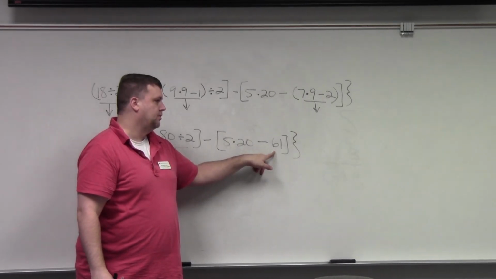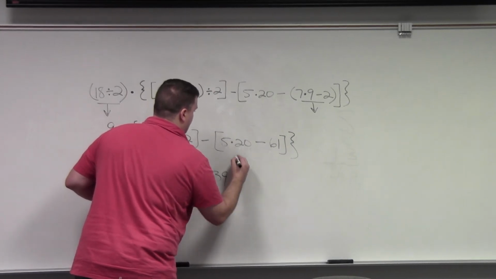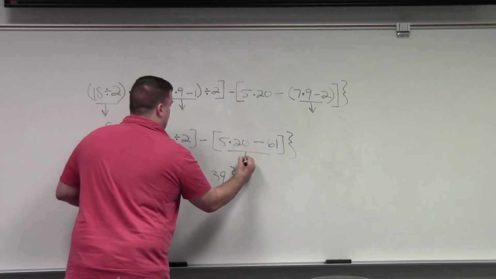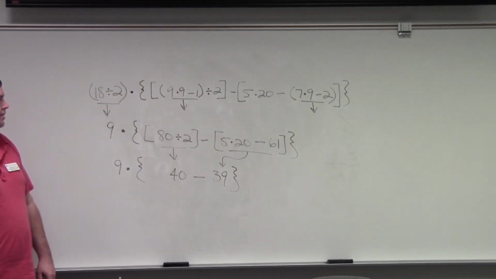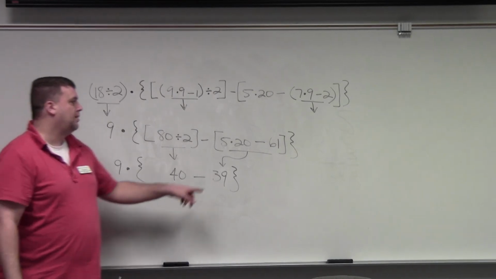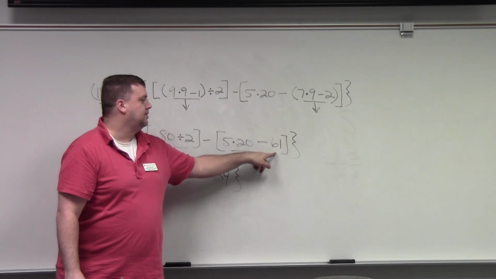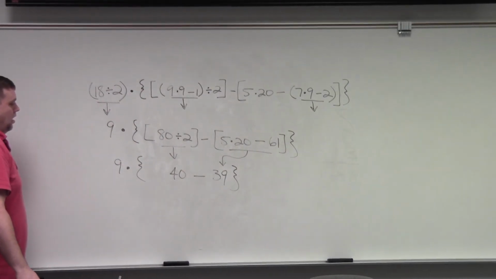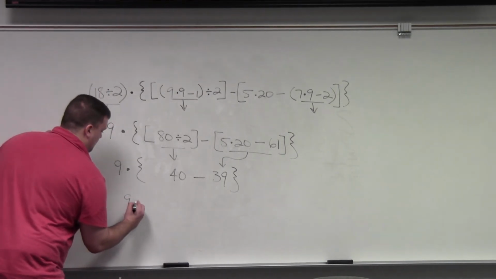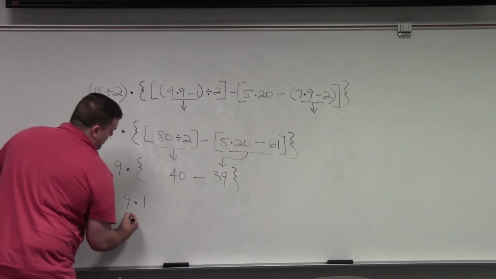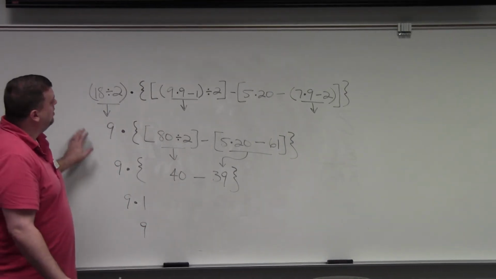Then we have minus 5 times 20, 100 minus 61. Oh, I think that was a 6. So we did that. Everybody agrees to there? Everybody good there? All right, we're just doing the order of operations. Multiplication comes before subtraction. 5 times 20 is 100. Minus 61 is 39. All right, so 1 parentheses left. 40 minus 39. That's 1, right? And then 9 times 1 is 9, right?